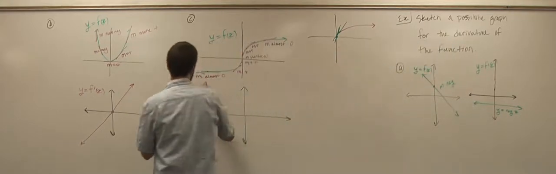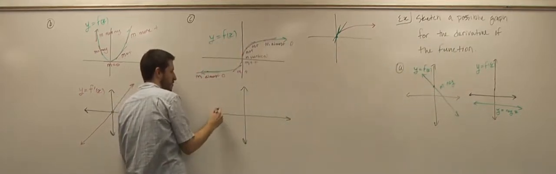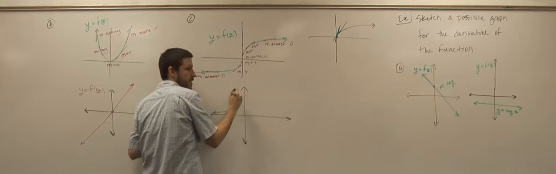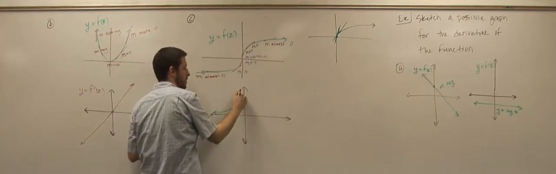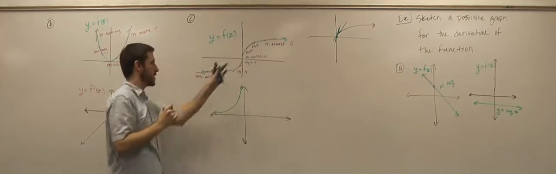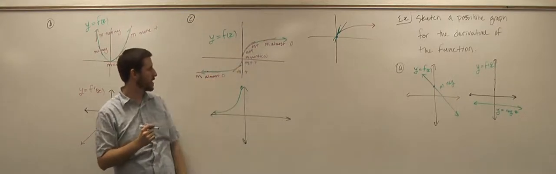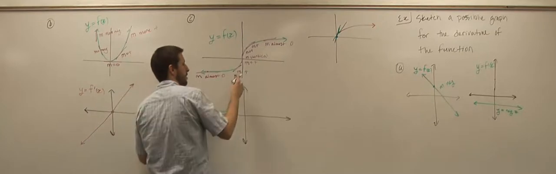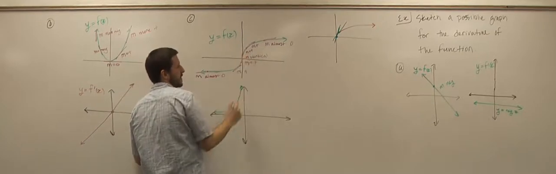So let me start with this. M is almost 0, so my y values are going to be almost 0 out here. And then they're going to get more and more positive. And as you get to 0, they actually end up getting huge. Your slope, your tangent line gets vertical right at 0. So it's almost like having the slope of infinity there.